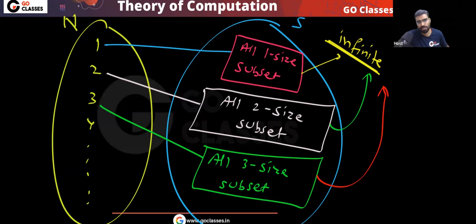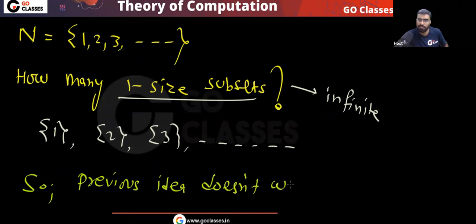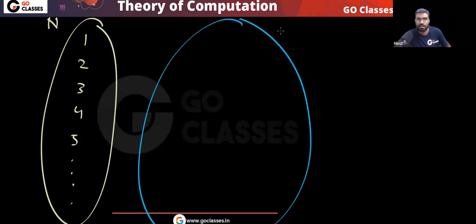So what to do? The previous idea does not work. Now what? Give me some other idea, using definition 3, such that you will get only a finite number of assignments.